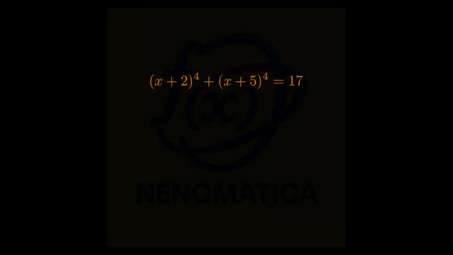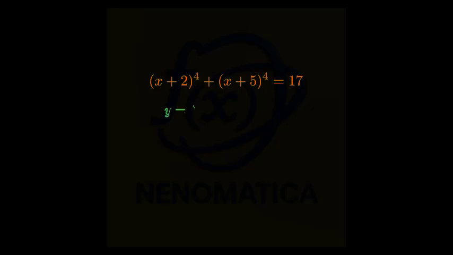In this lesson, we solve the equation (x + 2)^4 + (x + 5)^4 = 17 using a symmetry-based substitution. We'll center the two bases around a single variable y to make odd powers cancel cleanly.